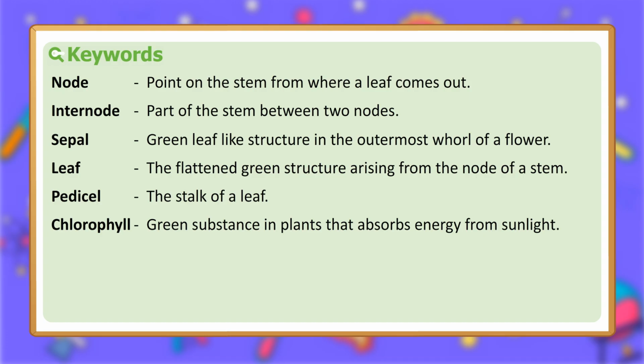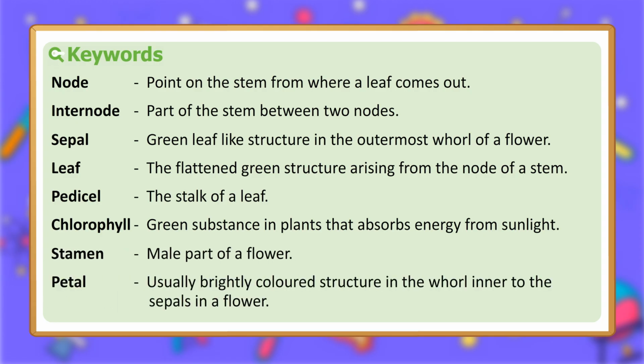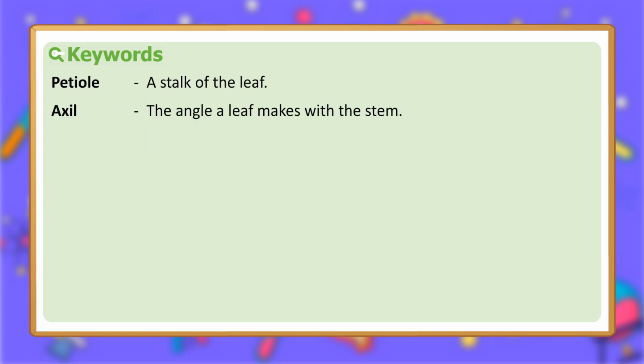Chlorophyll, green substance in plants that absorbs energy from sunlight. Stamen, male part of a flower. Petal, usually brightly colored structure in the whorl inner to the sepals in a flower. Petiole, a stalk of the leaf. Axil, the angle a leaf makes with the stem.